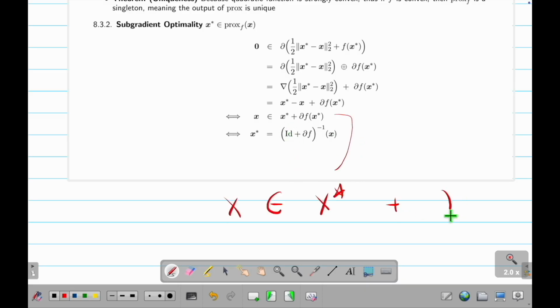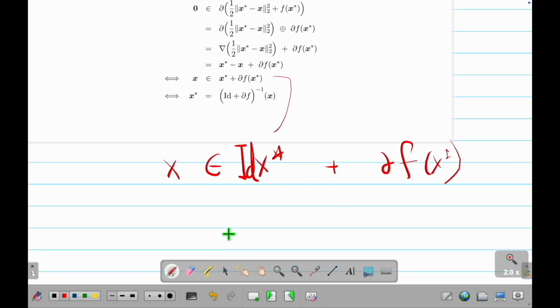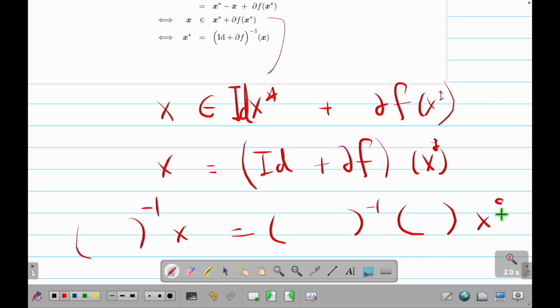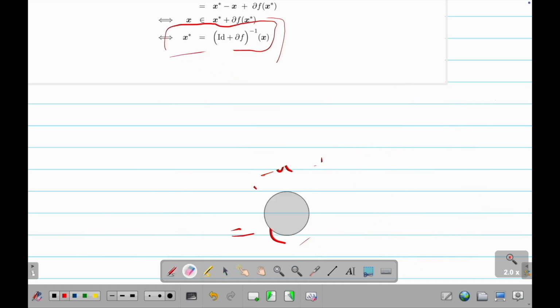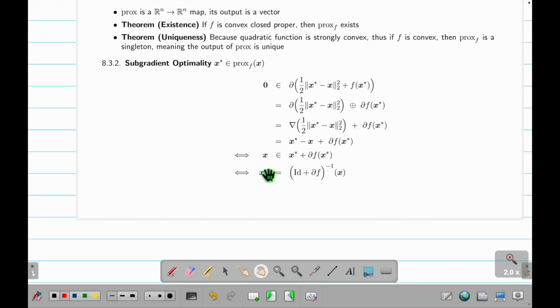So now plus partial f. Now I do a crazy action. I treat them as operator algebra. I can do it like this. Something minus 1, cancel out the bracket. Then this one's gone. Now I get this. So what is this? It's the resolvent in PDE or in functional analysis. In other words, what the heck is this thing?